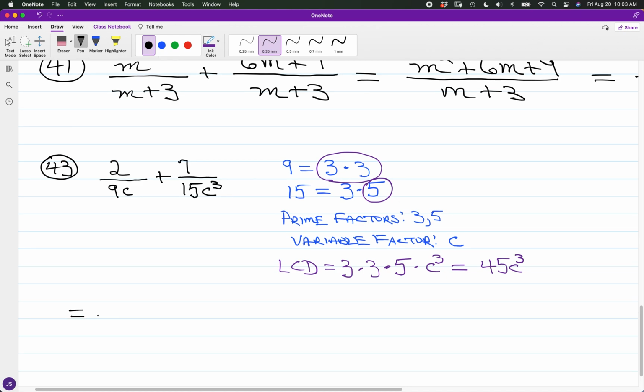And looking at what we have now, we've got 2 over 9C. And if I adjust this ratio in terms of the least common denominator, okay, so 9 will go into 45, 5 times. C will go into C cubed, C squared times.